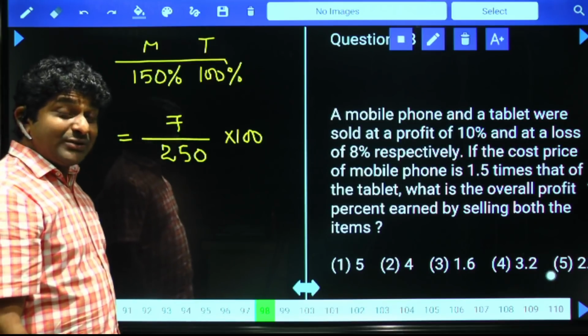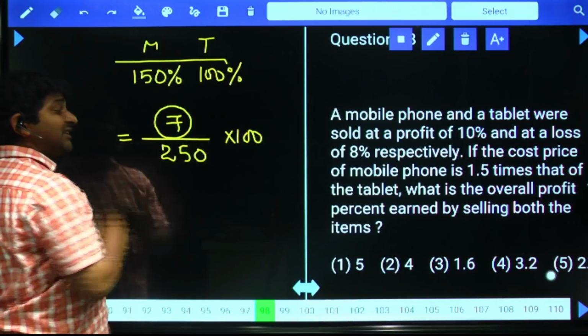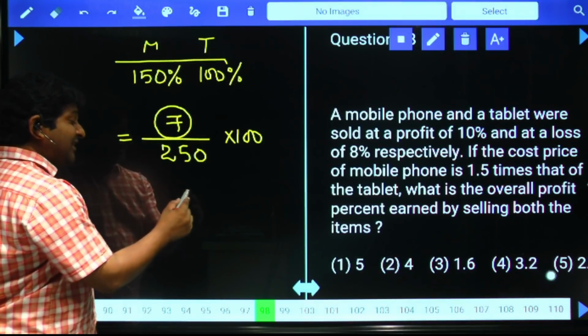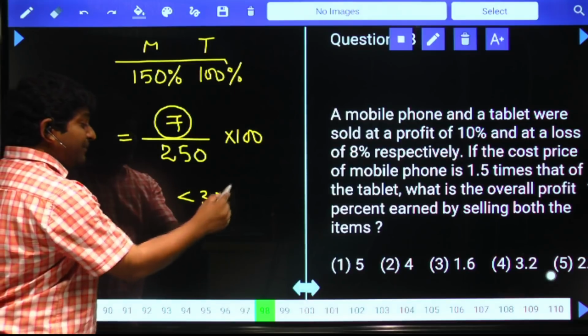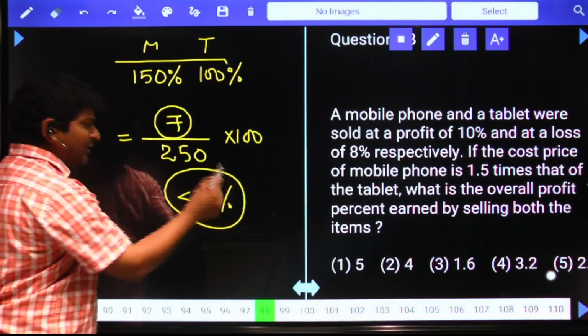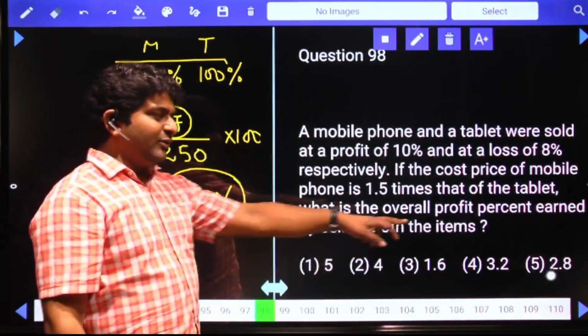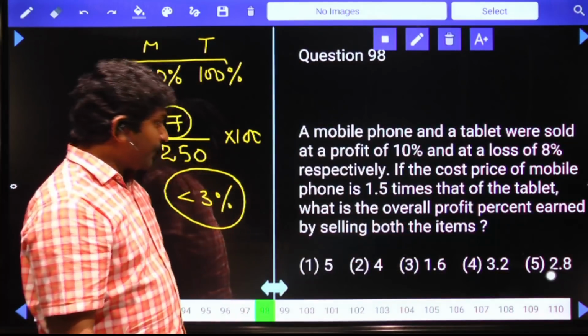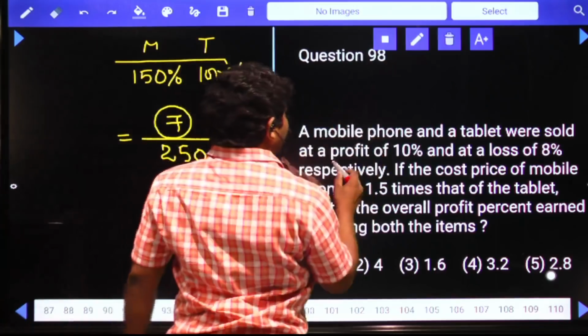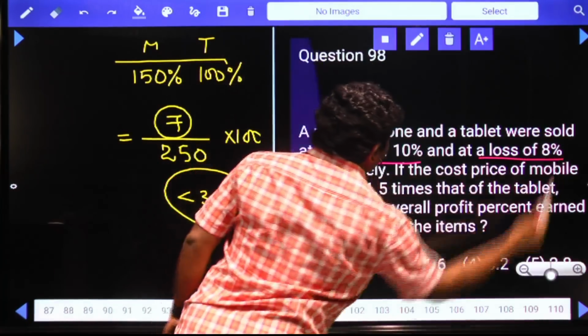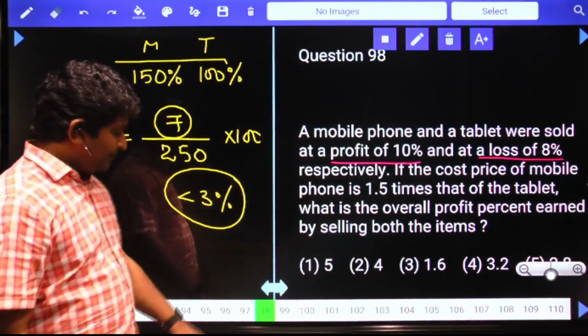3% is equal to 7.5. But here you have less than 7.5. So the answer is less than 3%, but very close to that. Look at your options. How many options are there? The fifth option should be your answer. 2.8 is the final answer. Done. Be careful: here 10% profit, 8% loss.